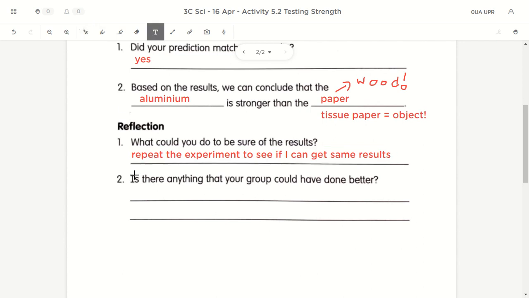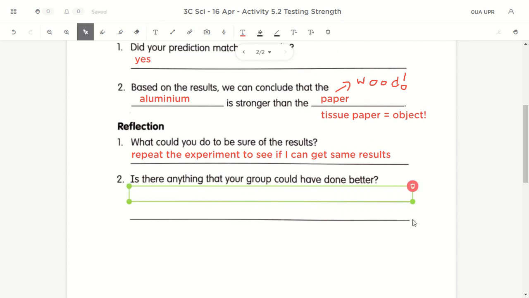Alright, so is there anything that your group could have done better? A lot of you never write much. Most of you say no. Okay, think about it. If you're the one doing, what can you do better? And Kaiser has actually done it. When school reopens, I will show you what Kaiser did, and then we can comment on that. But you realize that Kaiser actually used a different size washer. In my experiment, you realize the washers I use are all the same. I bought them from the same place, same size. Okay, but the ones Kaiser used are of different sizes.